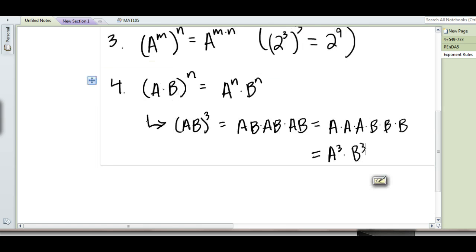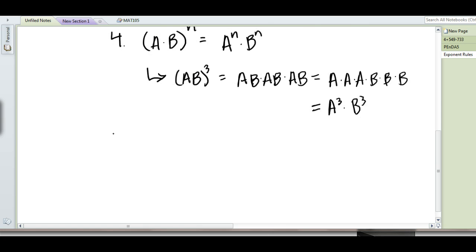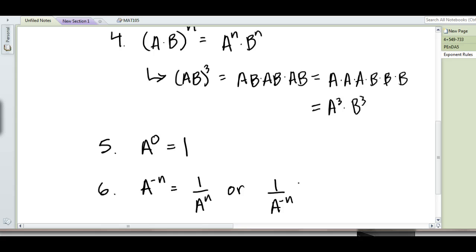Okay, 2 more rules that will pop up late in the learning guide. One is that when you take anything to the 0 power, it equals 1. And the 6th rule deals with negative exponents. An important thing there: if we have a to the negative nth power, that equals 1 over a to the positive nth power. Or if we have 1 over a to the negative nth power, that's just equal to a to the nth power. So the important thing here is the negative exponent is just telling you it goes in the other part of the fraction.